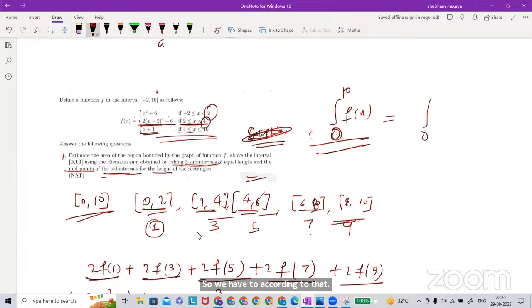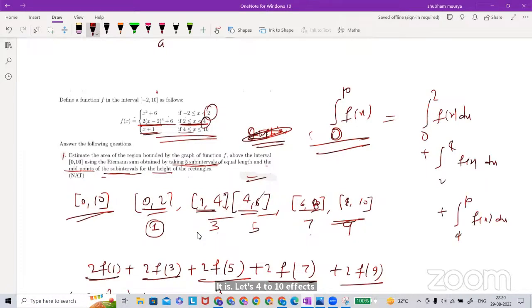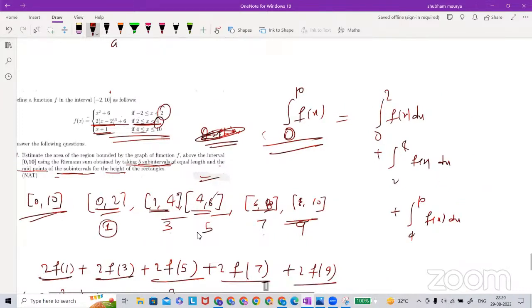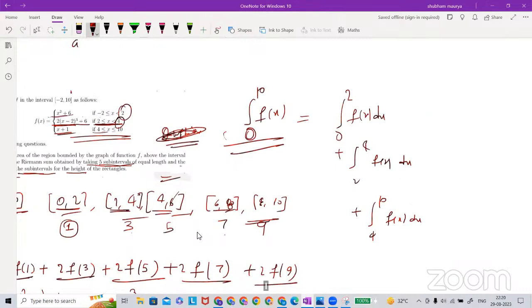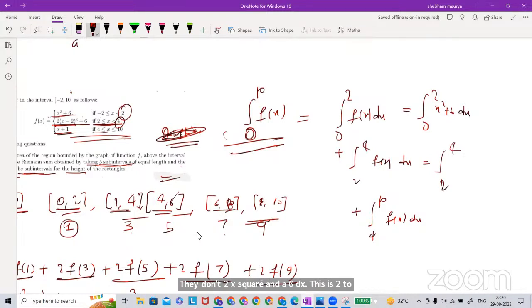So that means here is integral 0 to 2 of f(x) dx plus 2 to 4 of f(x) dx plus 4 to 10 of f(x) dx. We have broken down our function. Now from 0 to 2 our function behaves like this, so it is the integral 0 to 2 of x squared plus 6 dx. Between 2 and 4 our function behaves like this: 2 times (x minus 2) cubed plus 6. From 4 to 10 it behaves like this: x plus 1, 4 to 10 dx.